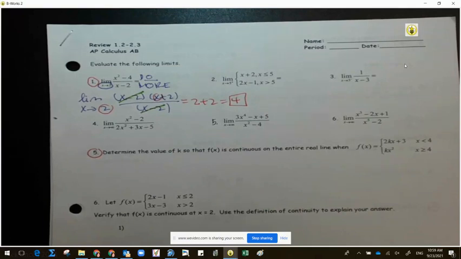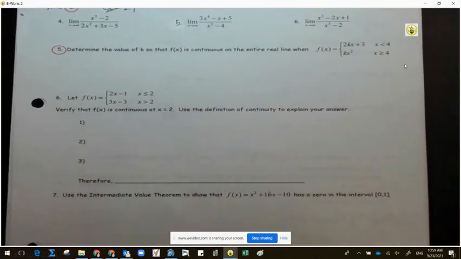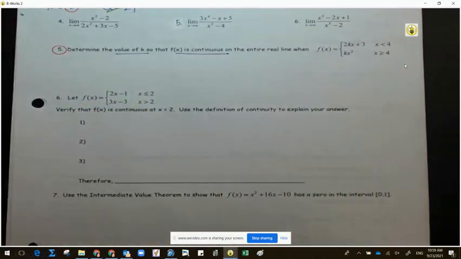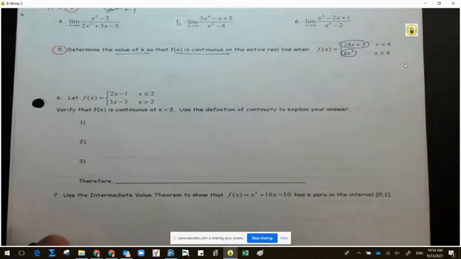Okay? Are we now ready for number 5? When something is telling us what value of k, so that it is continuous. When something is continuous, it has to be not an open circle, right? It's got to be closed. What that means is my left and the right must reach the same number, because if it reaches the same number, it's going to close the circle.